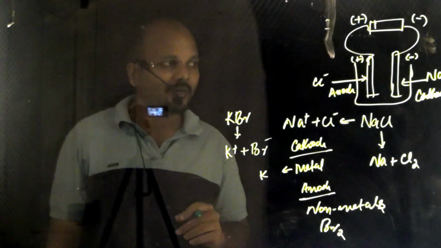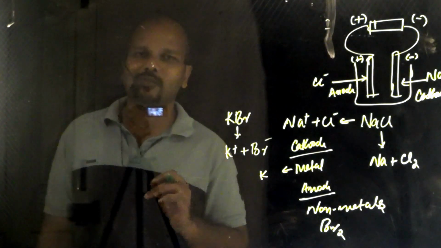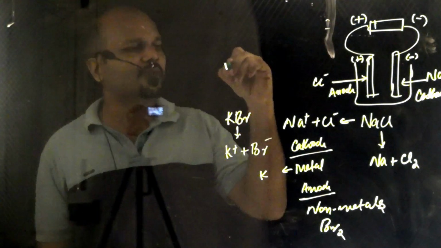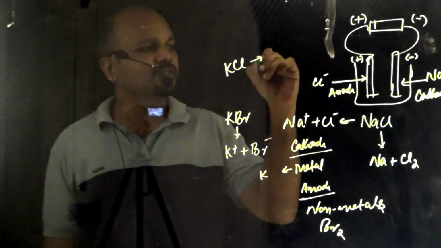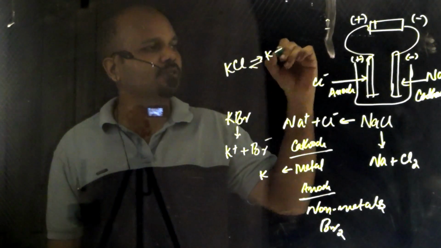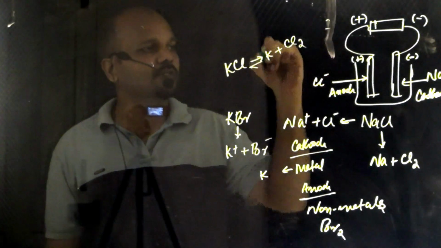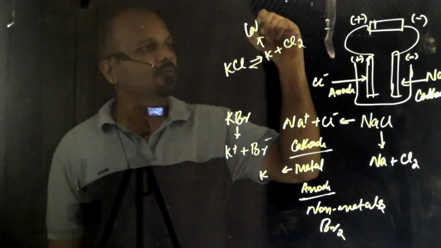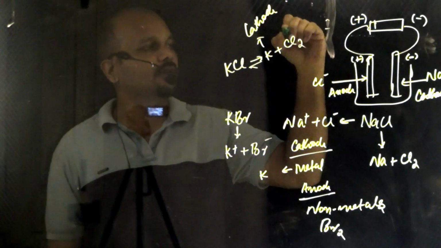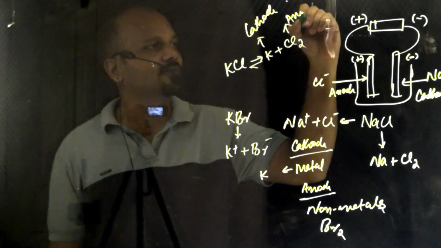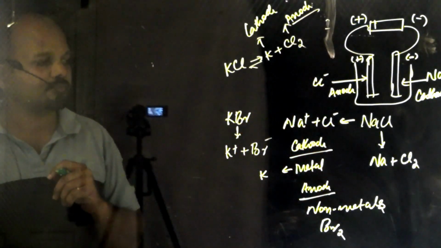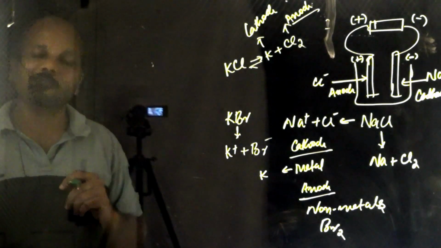So remember, any molten compound will release its respective products. If you take KCl, it dissociates into potassium and chlorine gas. Potassium will be at the cathode and chlorine will be at the anode. This is how the products come.